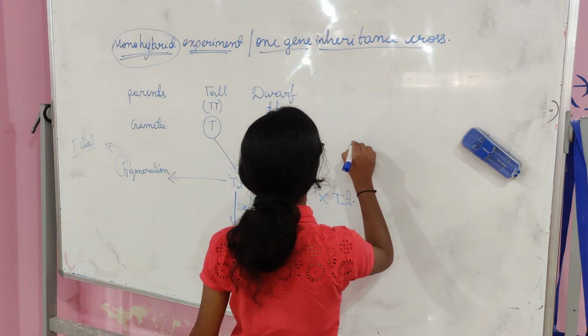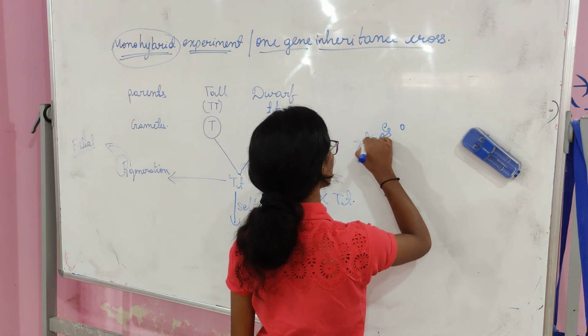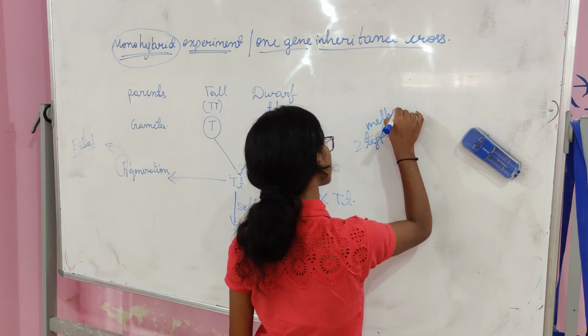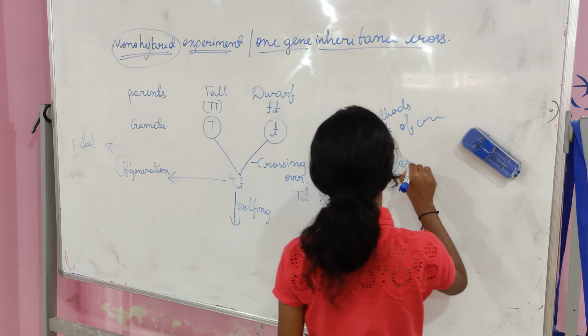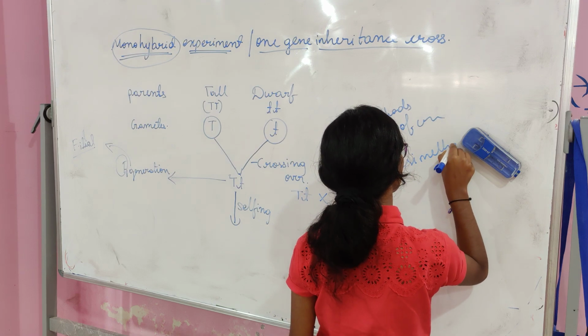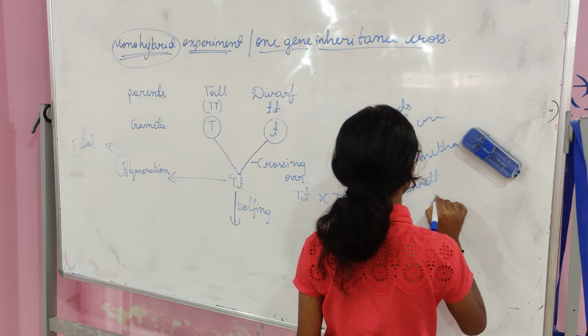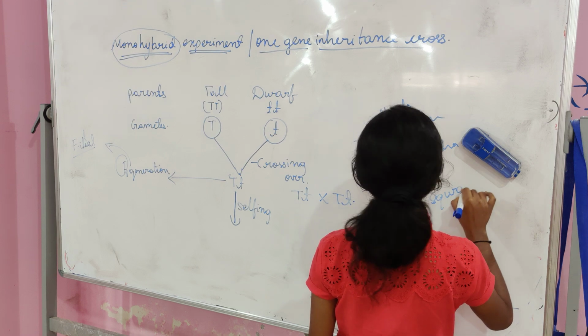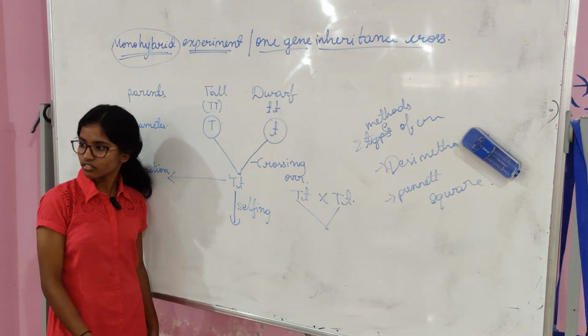We have two methods where we can cross. Methods of crossing. One is the Desi method, and the other one is Punnett square. So the Desi method is where we use these lines.